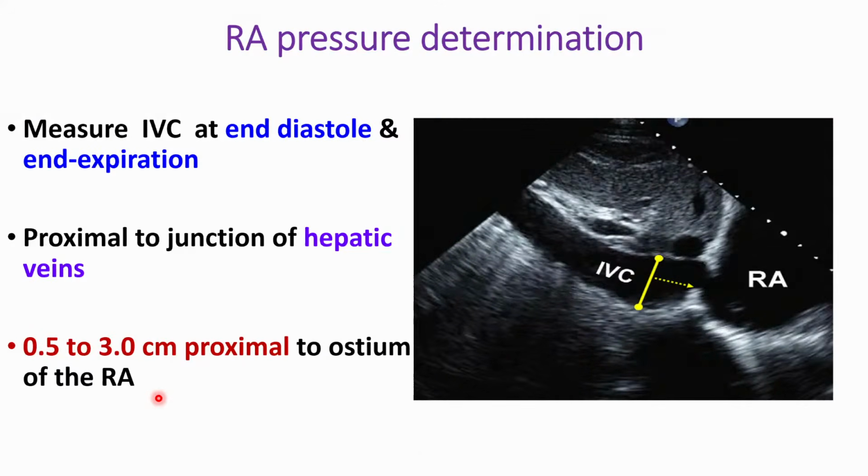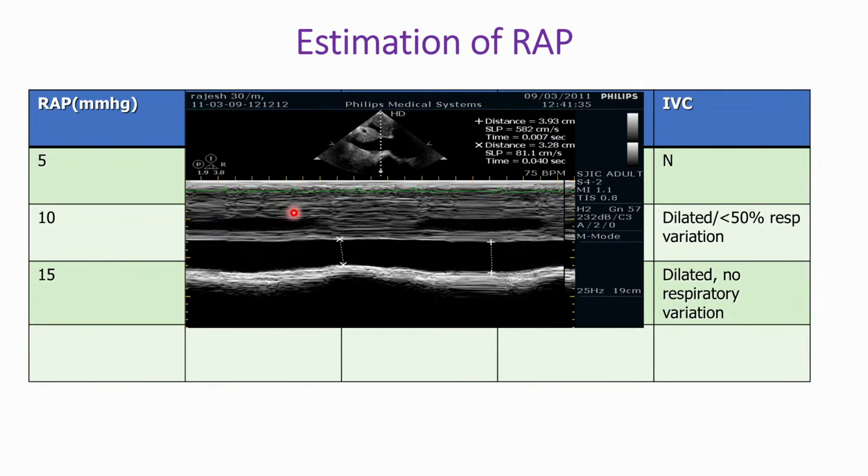And to assess the RA pressure, we look at the IVC diameter and its respiratory variation. If the RA pressure is 5, we give it as normal. If the IVC is 15 to 21 mm and partially collapsing, then we put the RA pressure as 10, and if it is dilated and non-collapsing, we put the RA pressure as 15 millimeters of mercury.